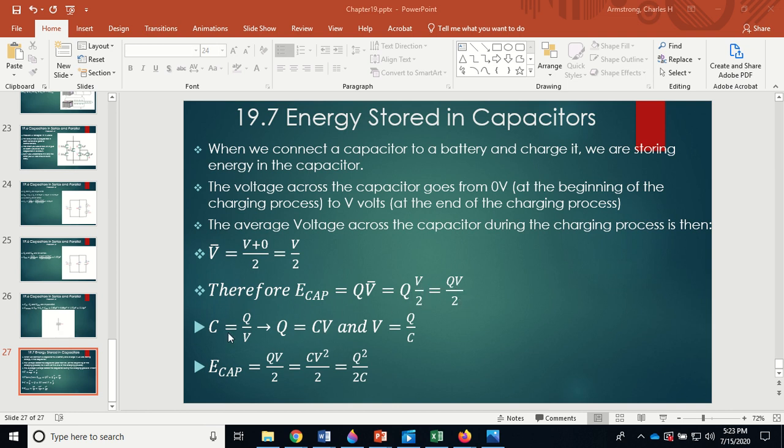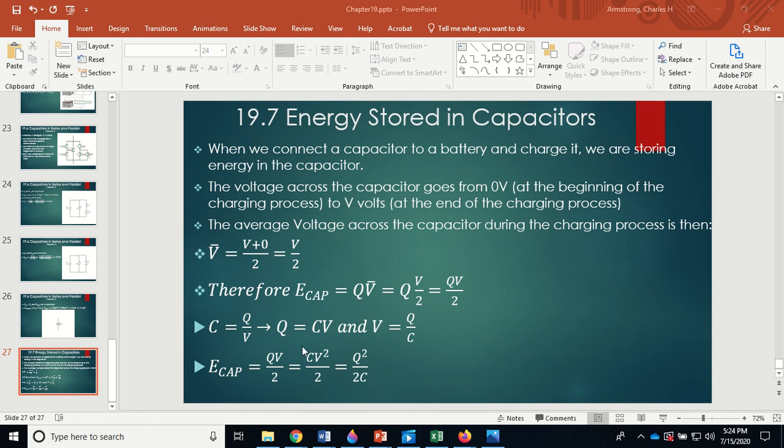So C equals Q over V, which means that Q equals CV, which means V equals Q over C. That gives us all these other forms we can go to. The energy equals QV over 2. But if we plug in Q equals CV, we get CV squared over 2. And we could also plug in for V: V equals Q over C, so we get Q times Q, Q squared divided by 2C.